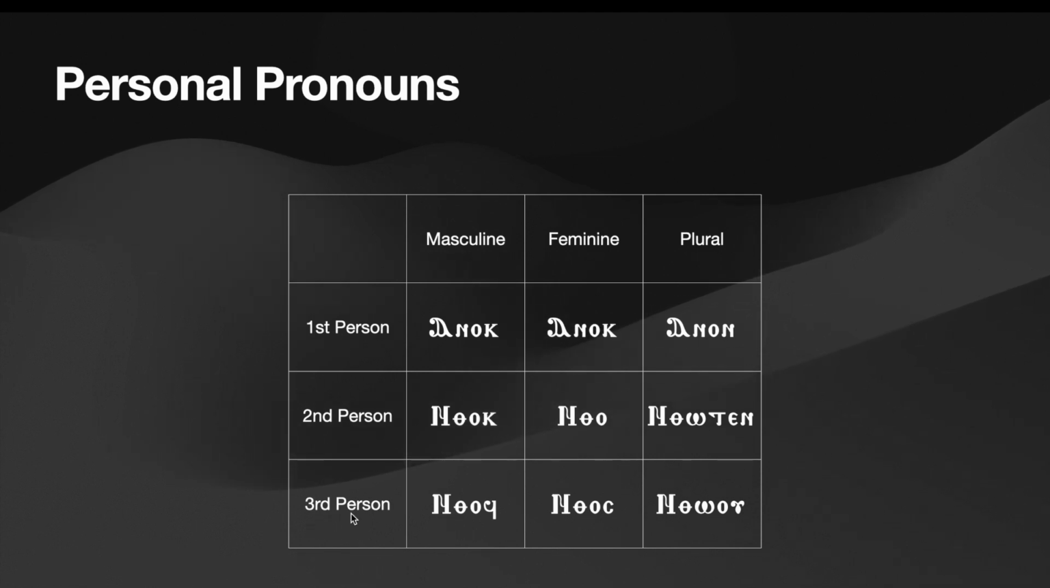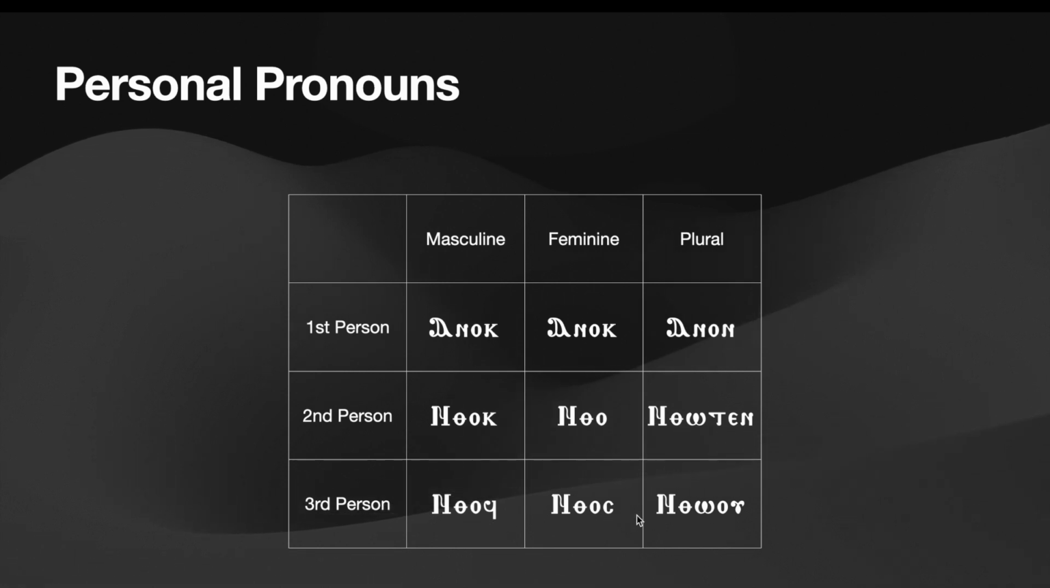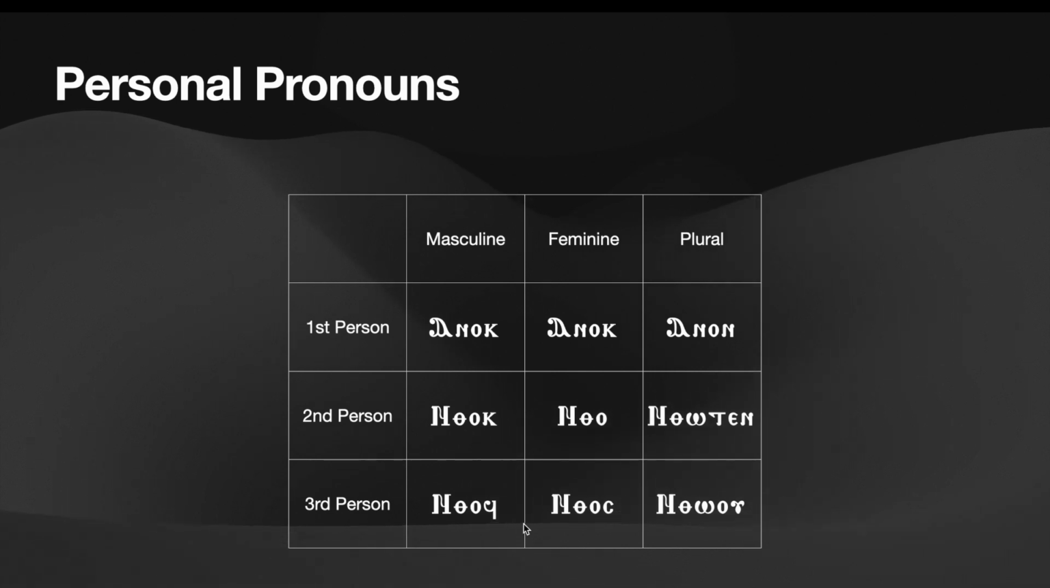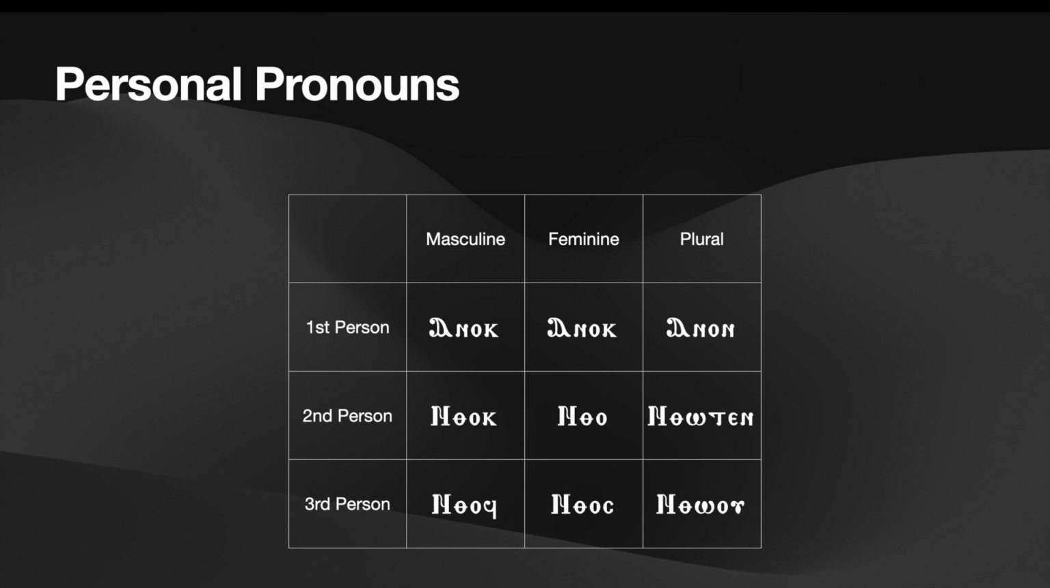Okay? And then here, third person, the third and final one. For masculine, that would be "he." So inthof. Here inthos, and here inthou. So for masculine third person, that's "he," which would be inthof. For feminine third person, this is "she." This is inthos. And for plural third person, this is "they," inthou.